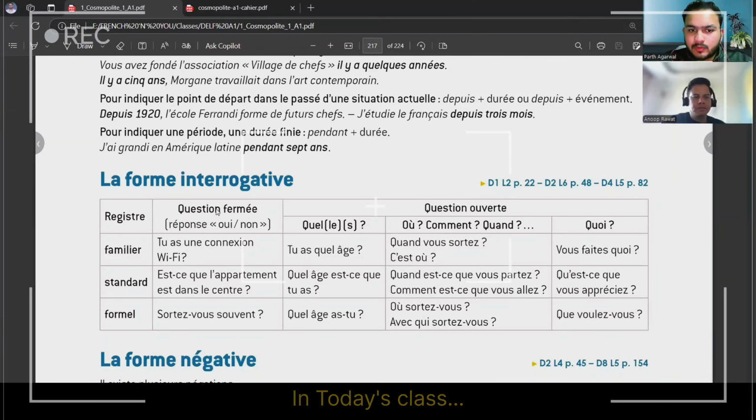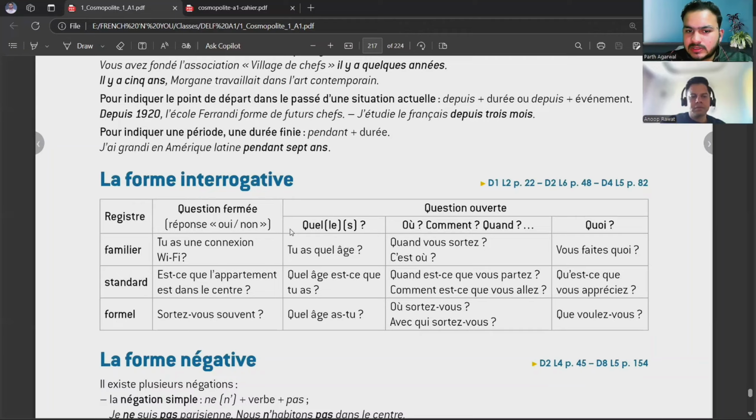We have closed type of questions for which the answers are mainly yes or no type, no? And then we have open-ended questions, and then we can use all these question words like quel.